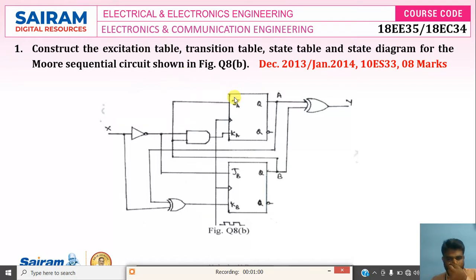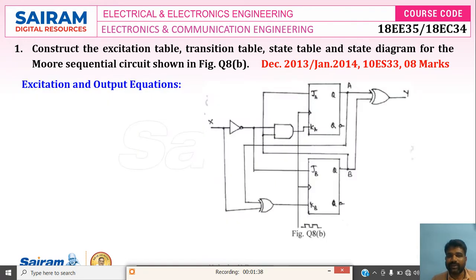As you know, the first step is to write the excitation and output expressions. For that, we need to assign excitation and state variables. But here there is no need to assign them because the question itself gives them. For the first flip flop it is A and A bar, B and B bar, and the excitations are JA, KA, JB, KB. So we need not worry about assigning excitation and state variables.